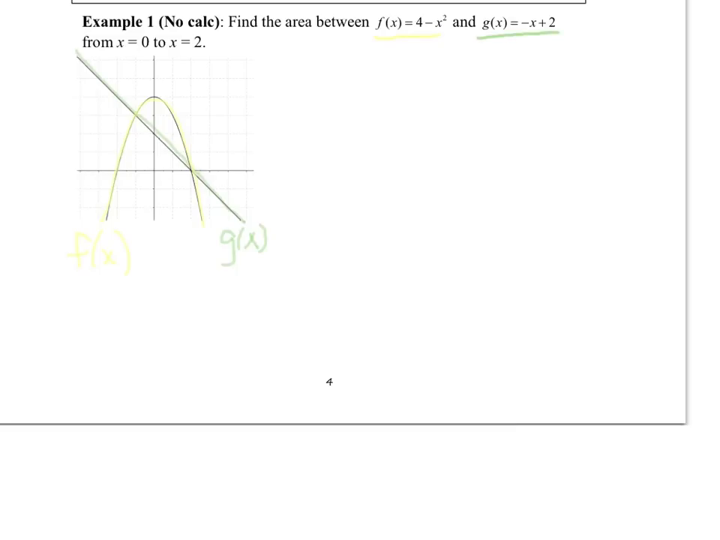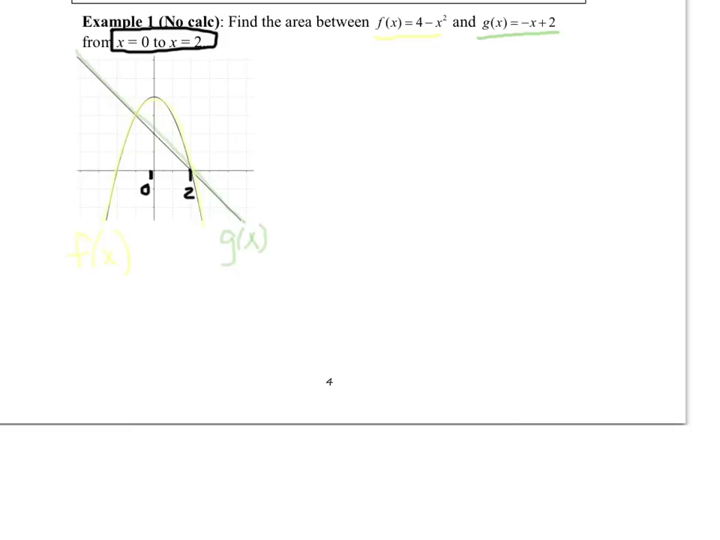Between x equals 0 and x equals 2. So that's important to note. We could mess up if we don't realize that we're only talking about x equals 0 to x equals 2. So they're already actually telling us our bounds from 0 until 2.